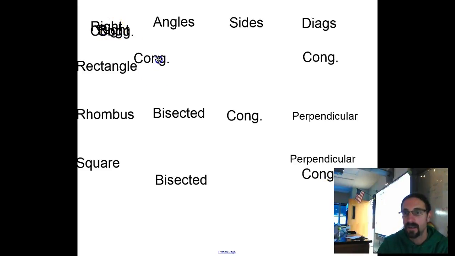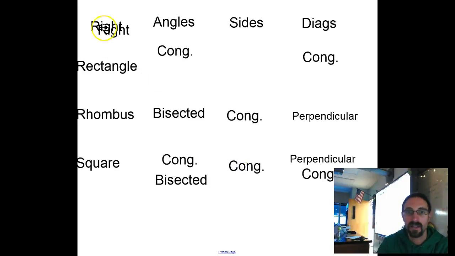In a rectangle, all the angles are congruent. Well, if they're all congruent, what do they have to be? They all have to be right angles. So let's see, what am I missing here? All right, I think I'm down to just right and right. There we go, right and right.